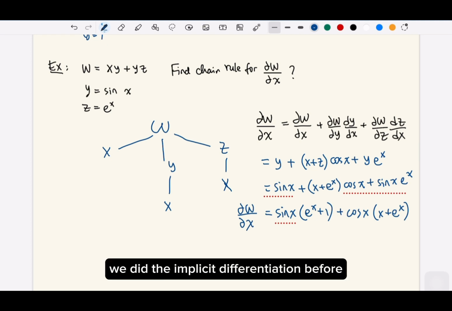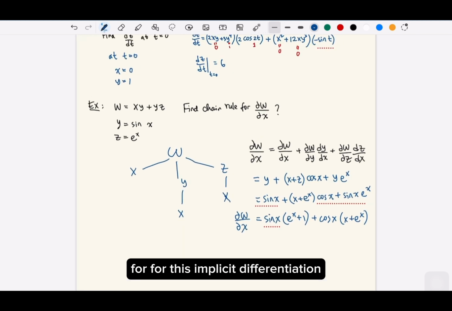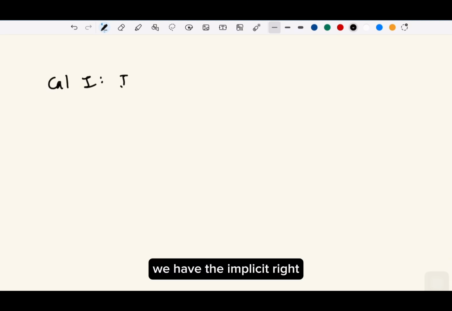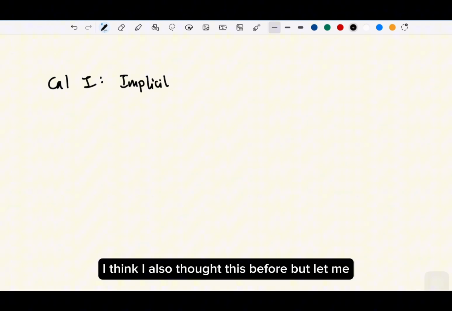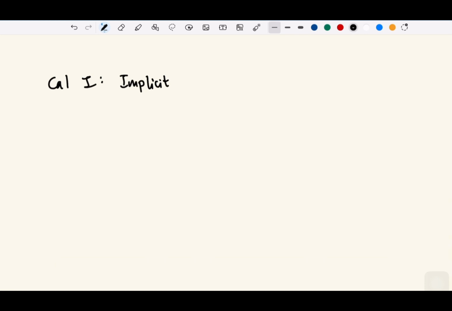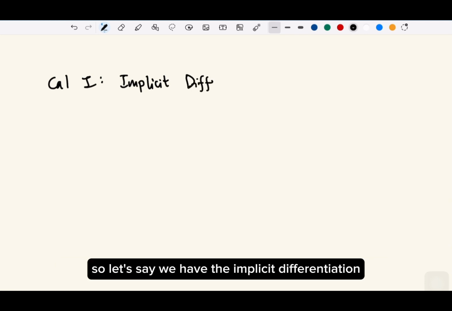If you remember, we did the implicit differentiation before, right? Implicit differentiation. So let's take some review for this implicit differentiation. I hope you still remember. So in calculus 1, we have the implicit, right? I think I also taught this before, but let me explain with the chain rule that we have learned. So let's say we have the implicit differentiation.